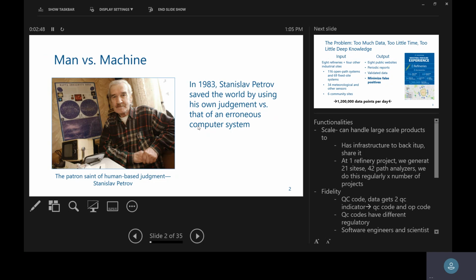But he looked at that and he used his own judgment and he overrode the algorithm. It turns out there was sunlight reflecting off of clouds that were being shown as incoming missiles. So potentially, if he had followed the rules, he could have unleashed World War III and the end of our normal civilization.